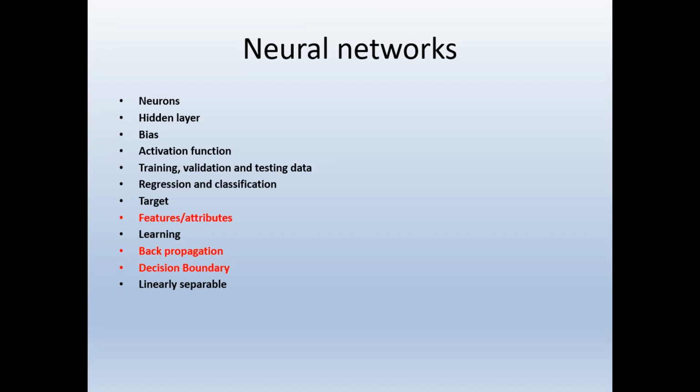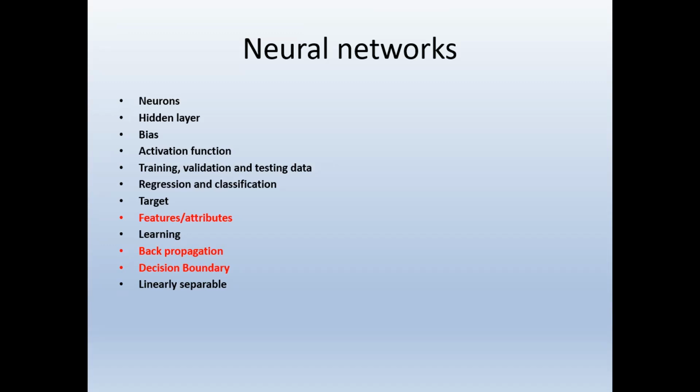Then another terminology you might have heard about is target. What do we mean by target? The target indicates the output data with which we are going to train the network model. The next terminology is features, or attributes. I may give you an example about features in the coming slides.